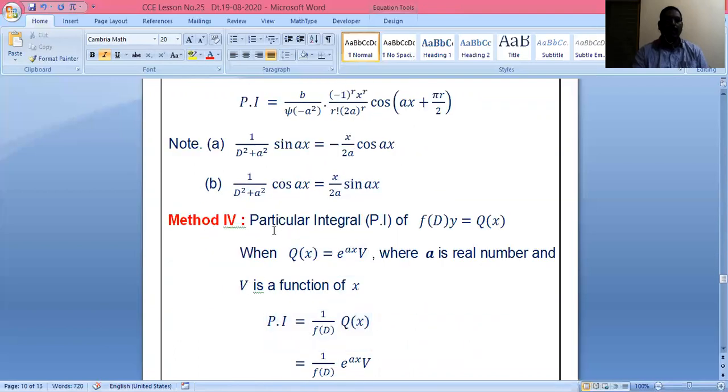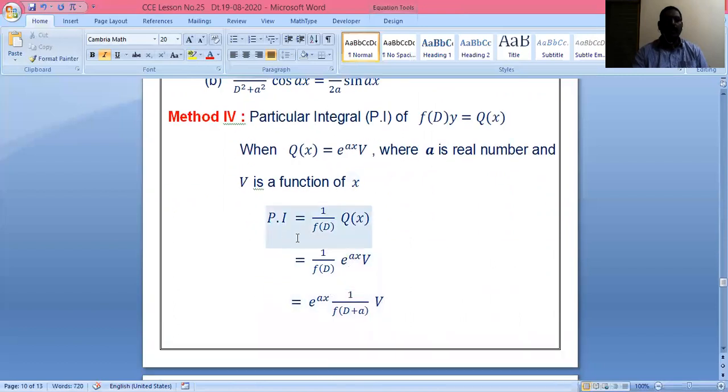Method 4. Particular integral: PI of f of D into y is equal to Q of x, when Q of x is equal to e power ax into V, where a is a real number and V is a function of x. Now PI is equal to 1 by f of D into Q of x, that is equal to 1 by f of D into e power ax into V. By taking e power ax common, we can write e power ax into 1 by f of D plus a into V. In place of D, we write D plus a.